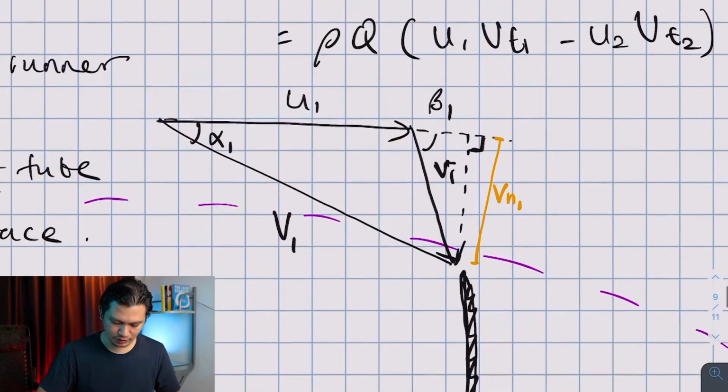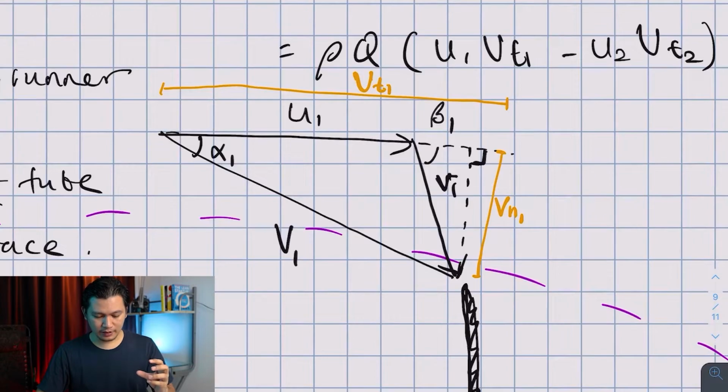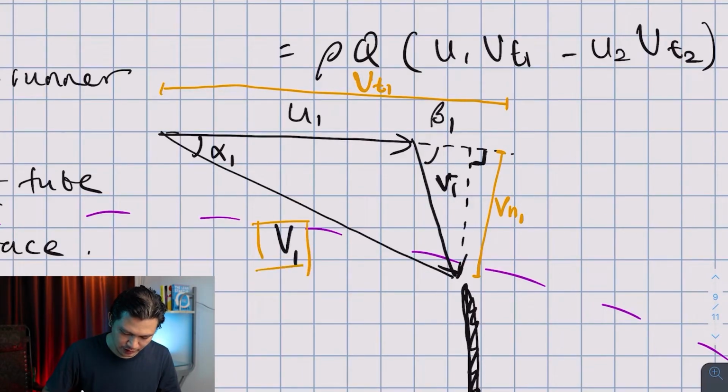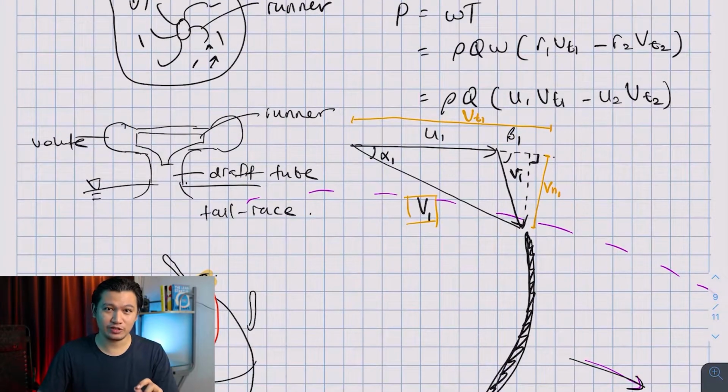And where is my VT1? My VT1 is all the way from here to here. This is my VT1. Now remember, VT1 and VN1 are just the components of V1. Please remember that so you don't get confused within the triangle. Now I think that's about it for the inlet velocity triangle.